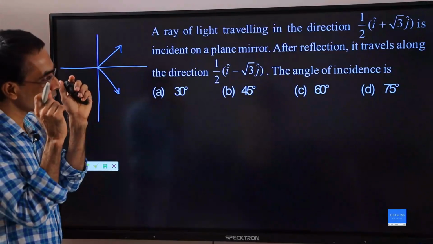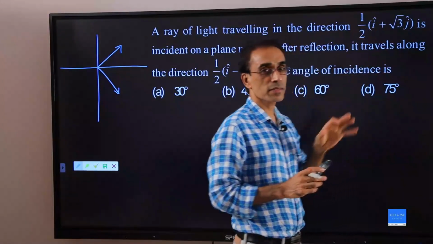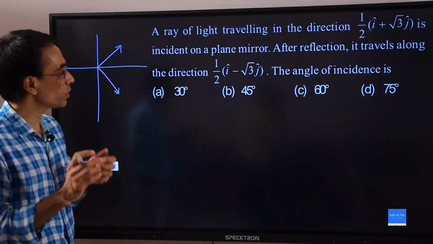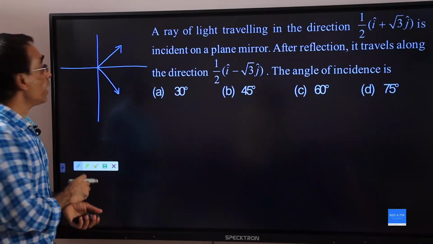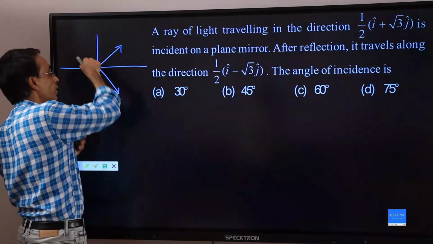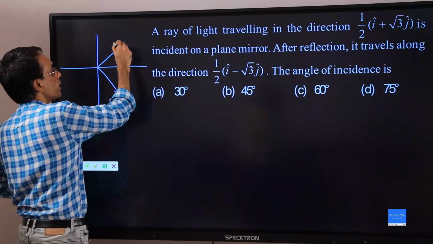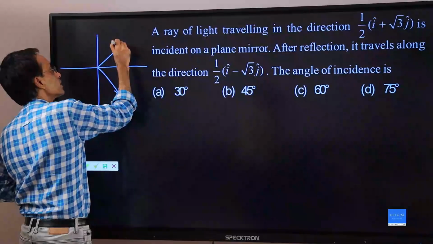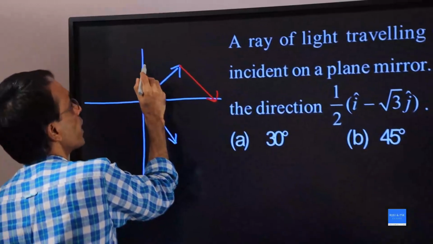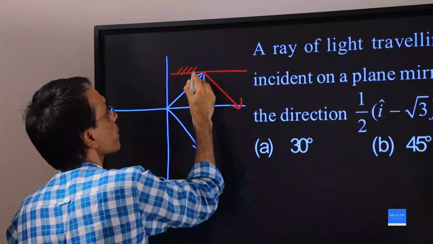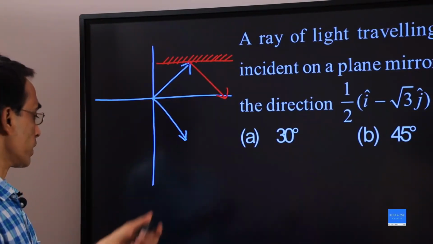Those who are good in mathematics can give the answer simply by looking at this. Others will have to struggle a bit. Now, let us use common sense. A ray of light which is going like this will have to change to this direction. So, where is the mirror? Suppose it is incident somewhere here and going like this, this is how it goes. So, the mirror must be here. This is the mirror. That's one possibility. So, let us do like that.